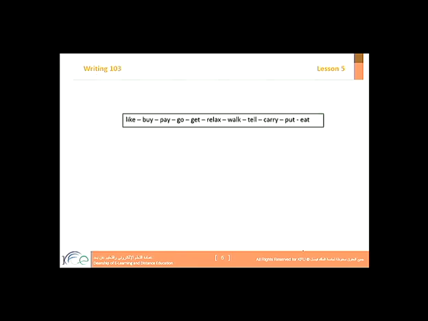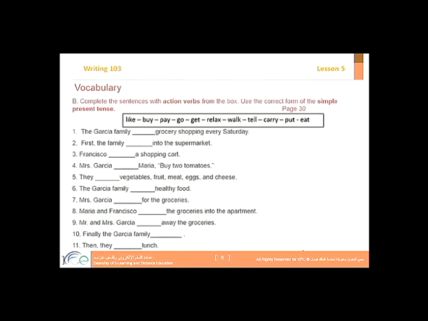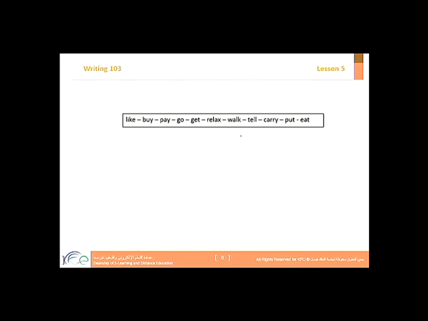Okay? Now, here are the words that we have here. What we are asked to do is to complete the sentences with these words. Like means to love, buy means to purchase. You go to the grocery and you purchase something. Pay, you give the money.